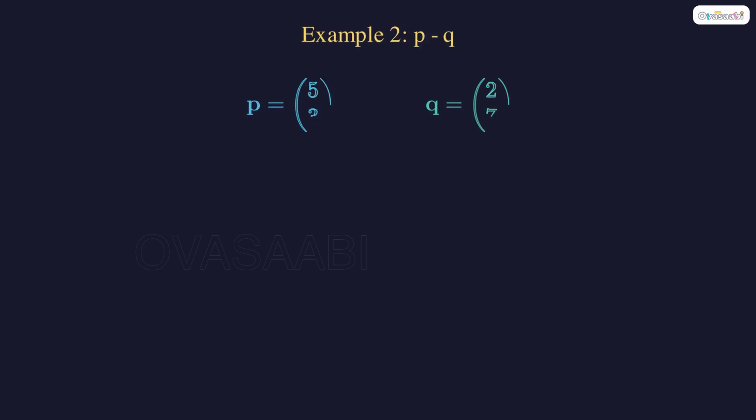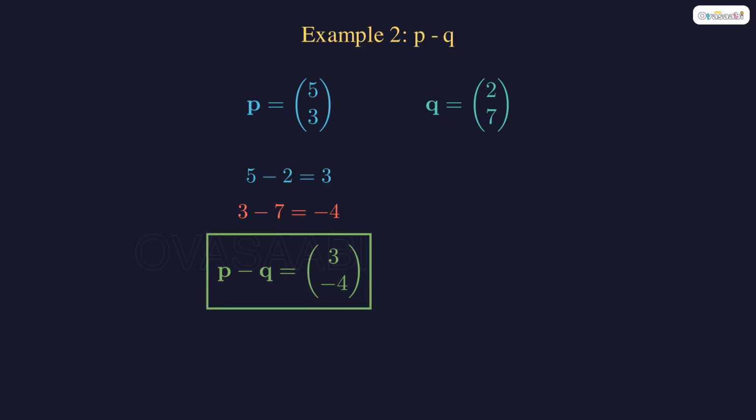Example 2. Subtract Q from P. Top numbers, 5 minus 2 is 3. Bottom numbers, 3 minus 7 is -4. Our answer is (3, -4).